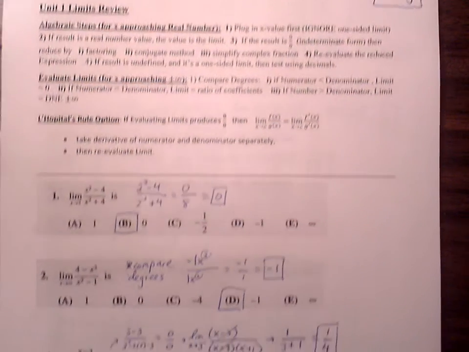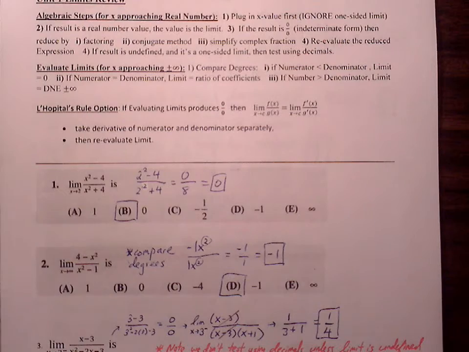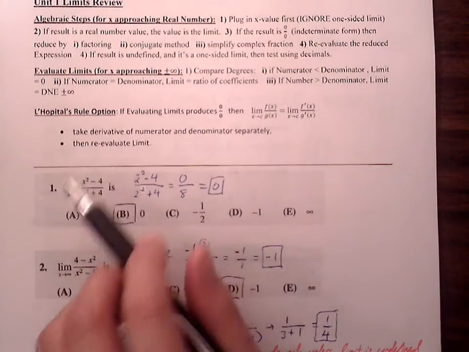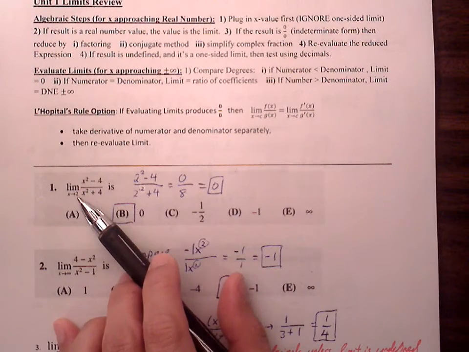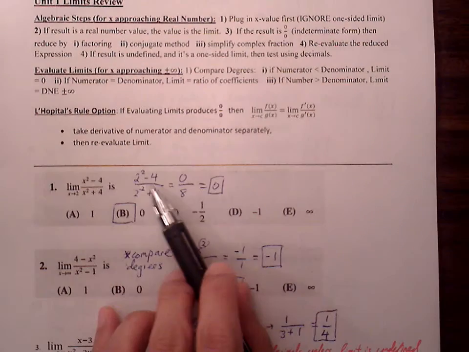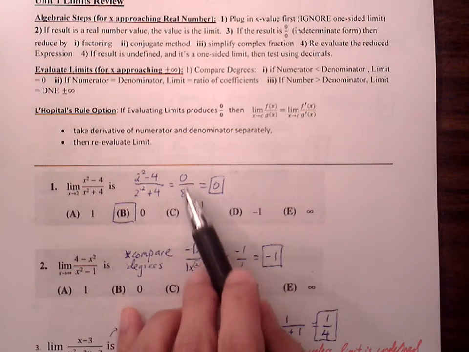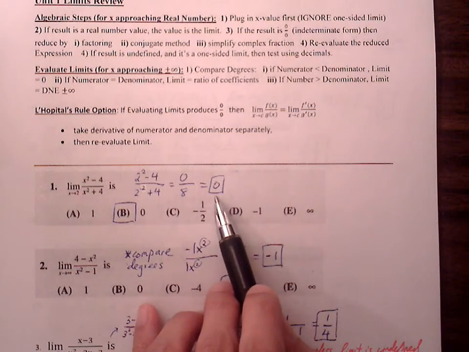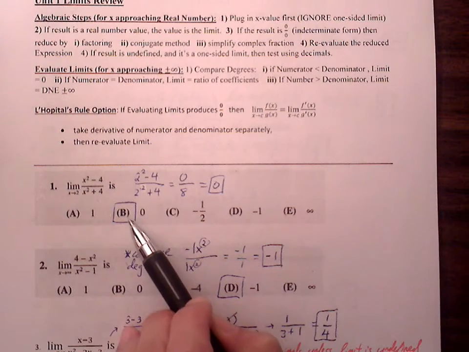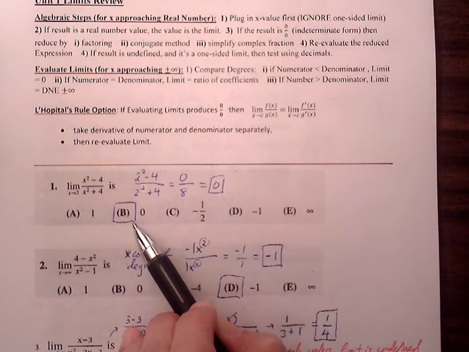So here's number 1. Limit as x approaches 2 of our expression. 2 is a real number, so first thing we do is we just plug 2 into our x's and see what we get. We get 2 squared minus 4, which is 0. We get 2 squared plus 4, which is 8. 0 over 8 is 0. That's a real number, so the limit does exist. The limit is 0.